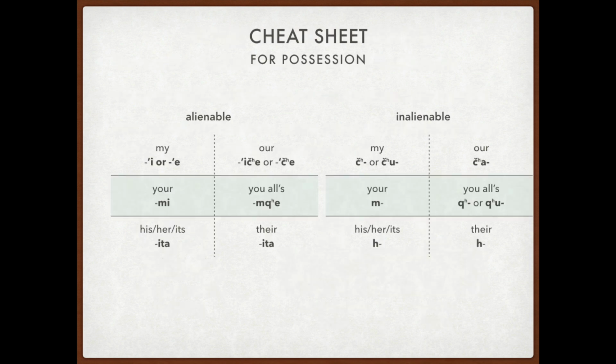So here's our cheat sheet for possession. For alienable objects, so these are things, family members, and some body parts, you use suffixes. And these are the suffixes you would add to the end. For inalienable possession, you see that you change the beginning of the word. It is a conjugation in the beginning. It is not a suffix. And these are just the cheat sheets.